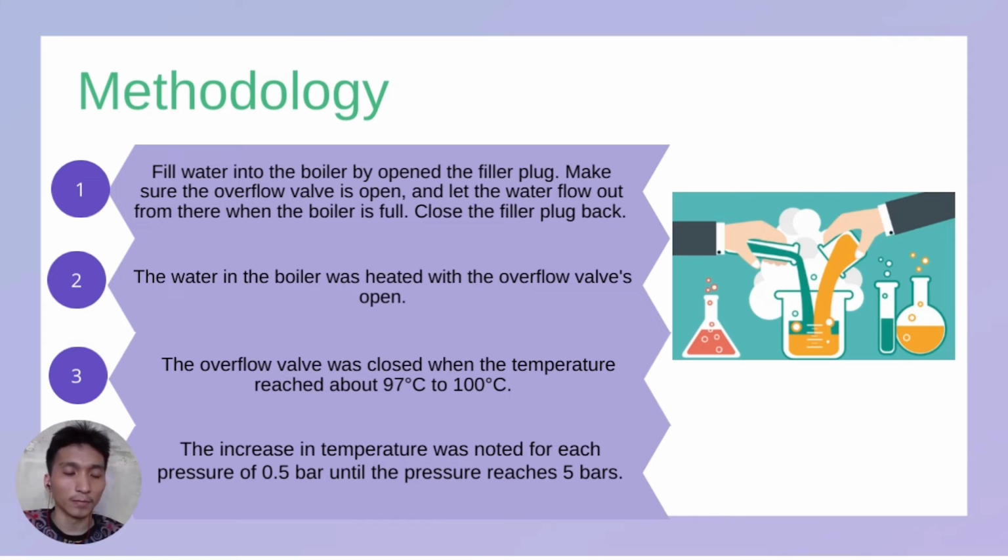Third, the overflow valve was closed when the temperature reached the range of about 27 degrees to 100 degrees. The fourth procedure is to increase the temperature. The increase in temperature was noted for each pressure of 0.5 bar until the pressure reached 5 bar.